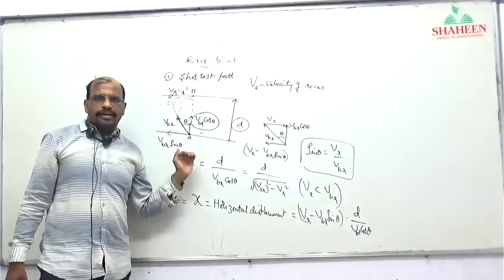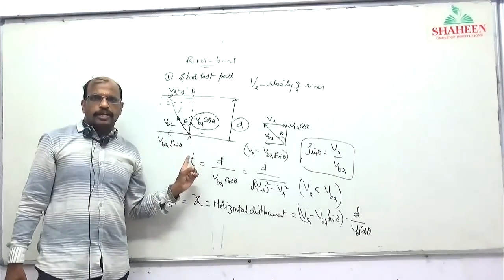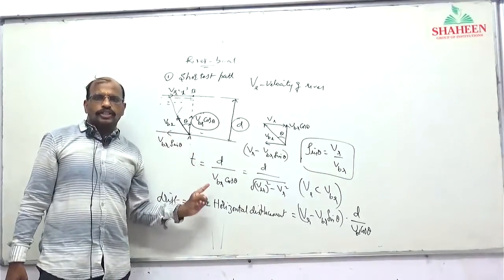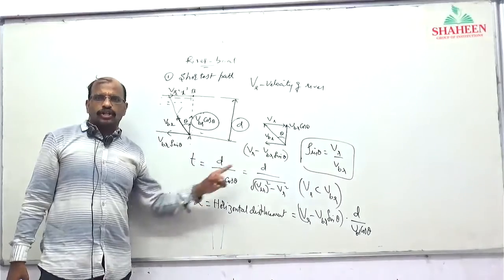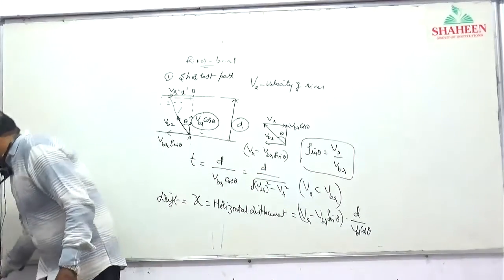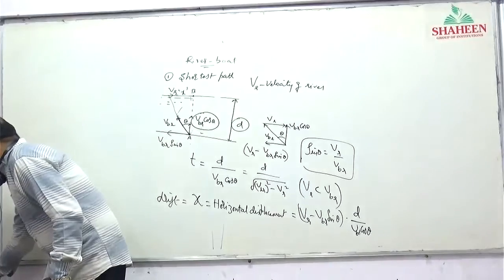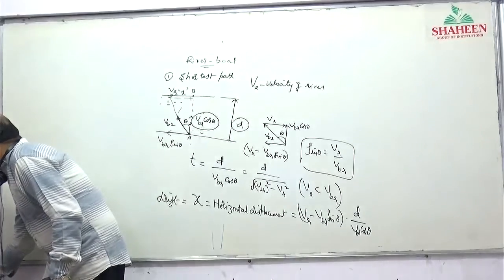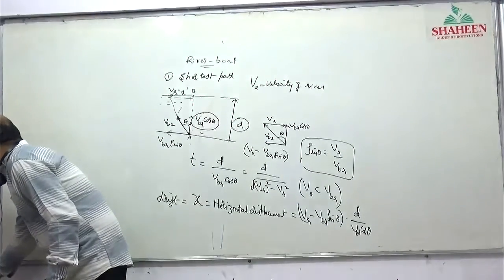In the shortest path, time taken is d by VBR cos theta. If theta is not given, you can write it in terms of VBR and VR. Is it clear? The vector diagram is clear now. Time is not clear.